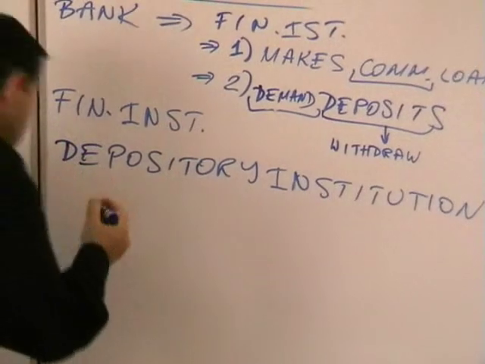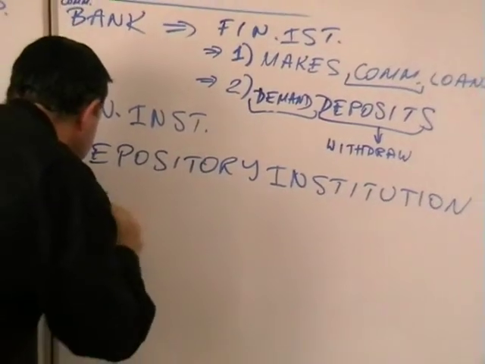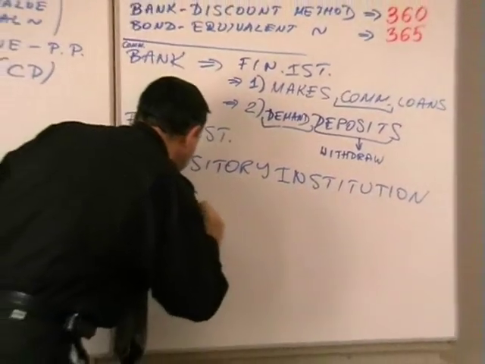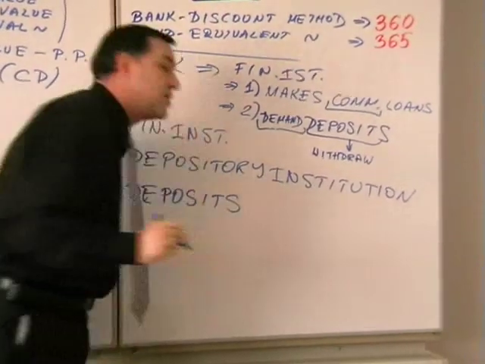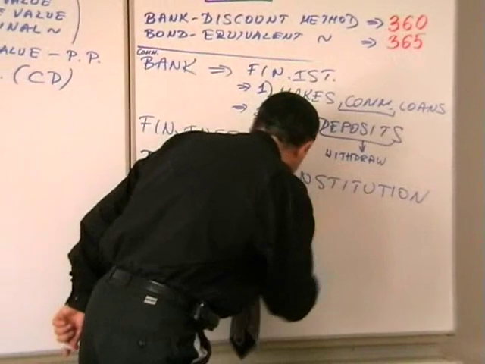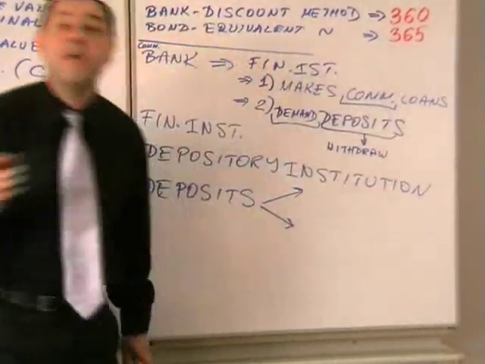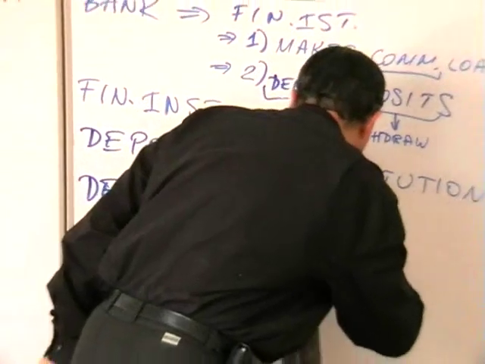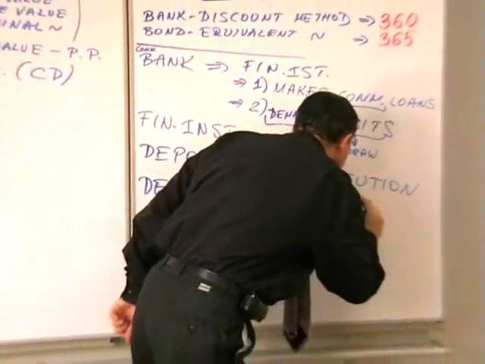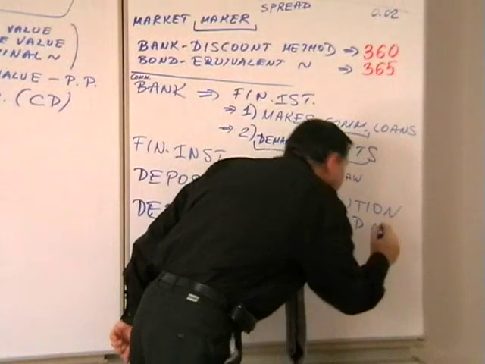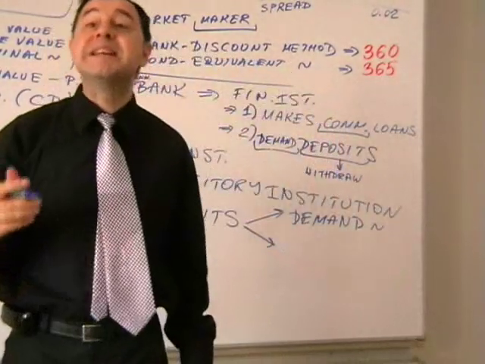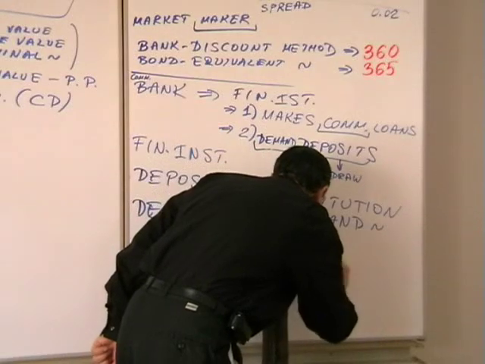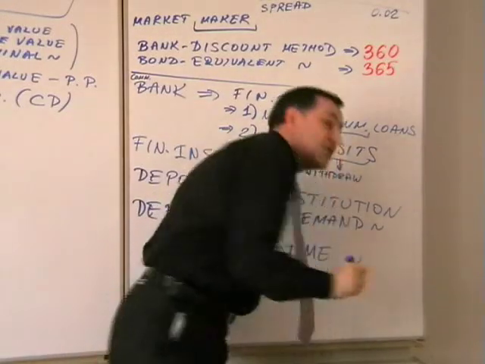All right, so let's try to introduce, it's coming a little bit later, let's clarify now deposits and state clearly the two main types of deposits. The first main type of deposit is known as demand deposit. Occasionally they call it the sight deposit. The second one is known as time deposit.